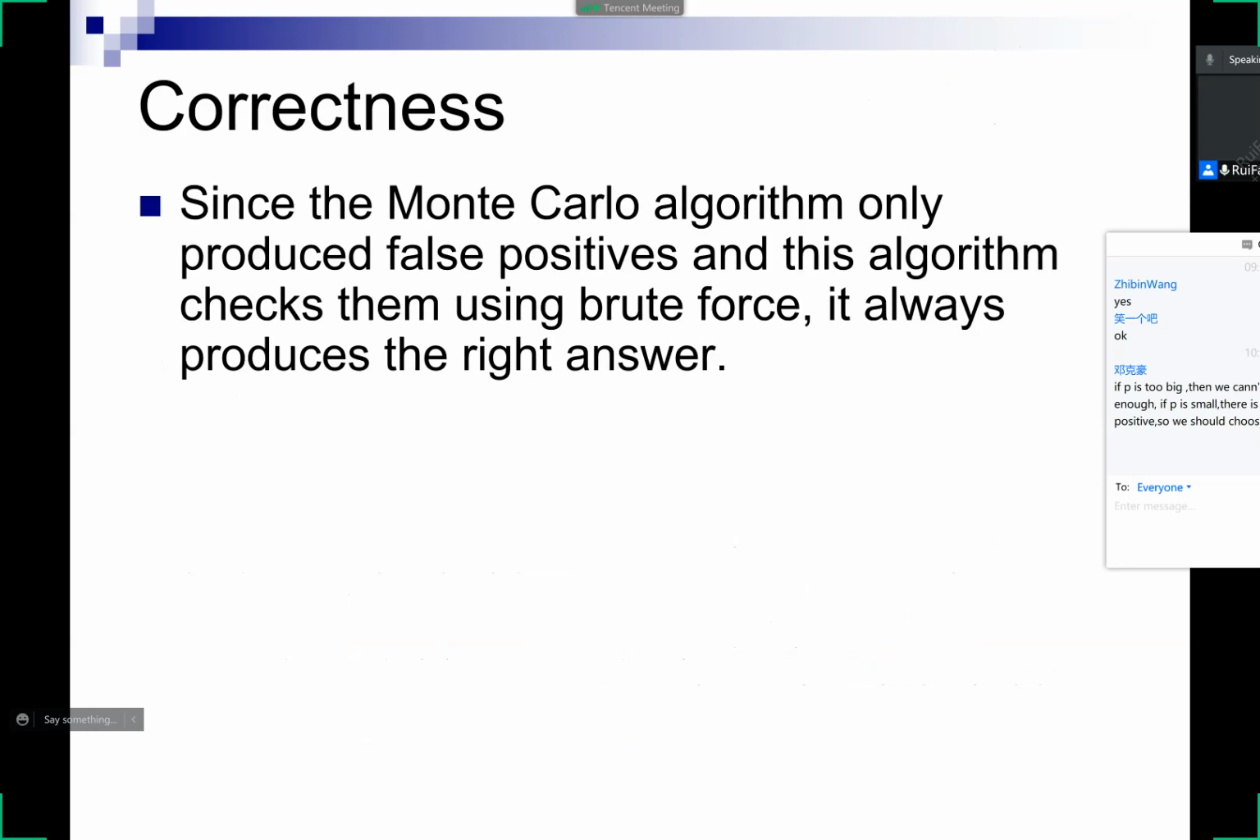Now, first of all, this new algorithm is always going to give the correct answer, because you directly check for false positives.